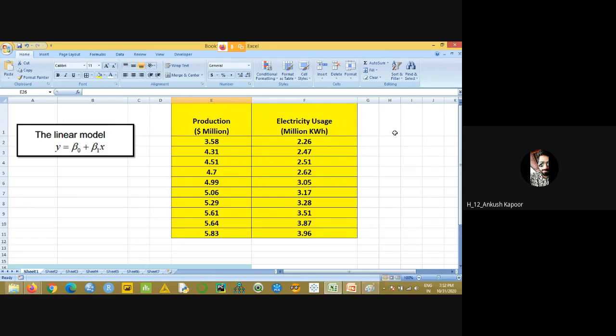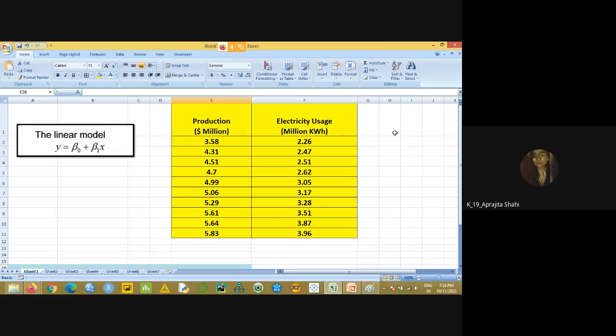Production will be independent and usage will be dependent. Is it so? Are you right? Because the usage cannot exceed production. So the usage depends on how much electricity is produced. Everyone agree with me? Others, do you agree with him?